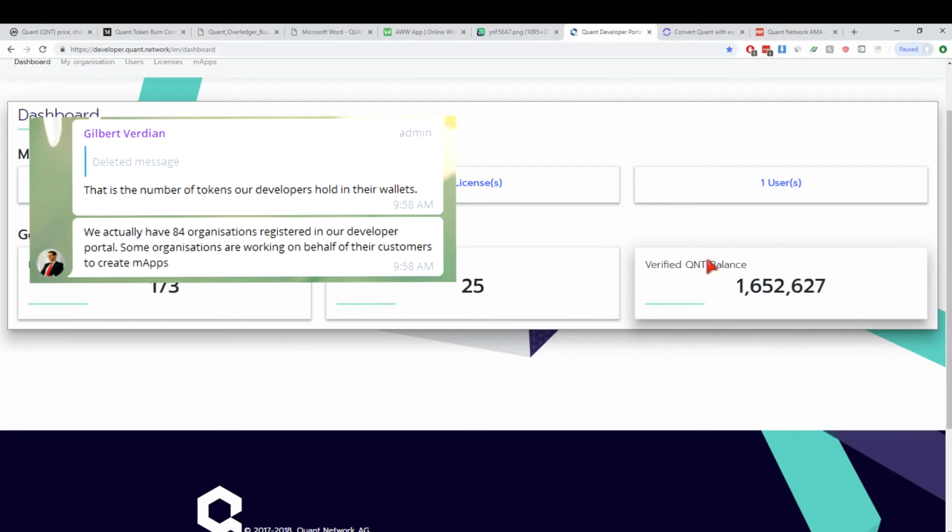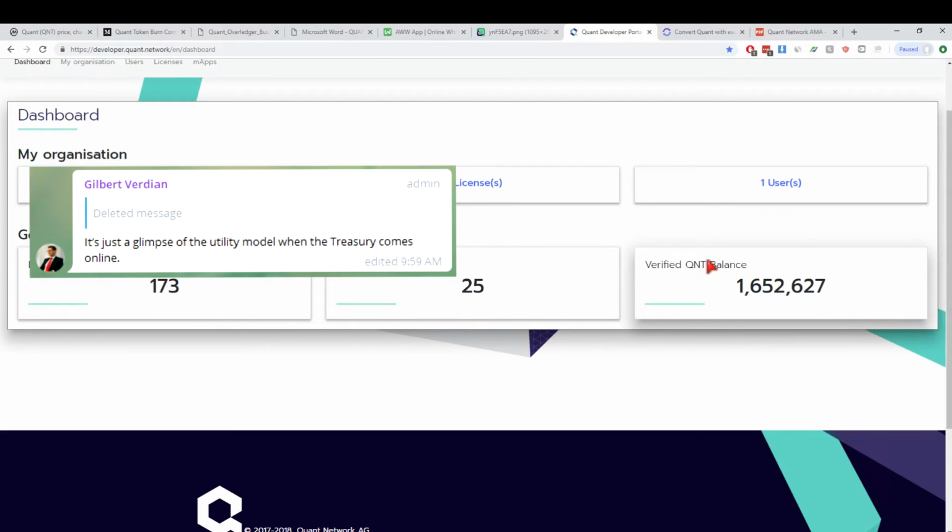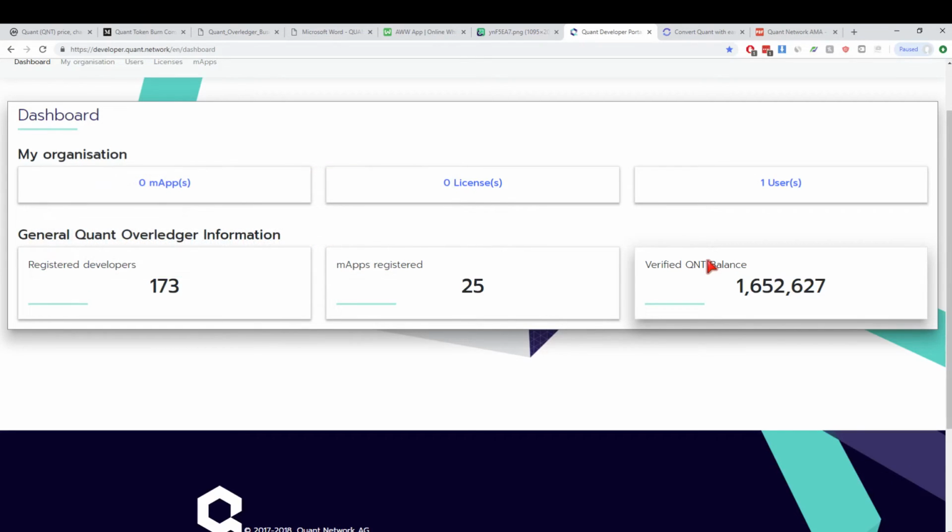He says it's just a glimpse of what's going to happen when the treasury system comes online. Because at the moment, a lot of these things are proof of concept and a lot of testing. But still, it's pretty exciting to me to see that there's already technically 1.6 million taken out of supply.